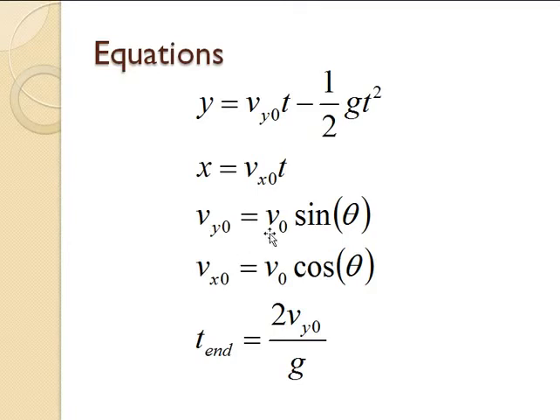The initial y component is the initial velocity v naught times sine of the angle at which you threw it. The initial x component is the initial velocity times the cosine of the angle at which you threw it. And then one thing that's handy to know is if you are throwing it on a level surface, the time it takes to hit the ground is 2 times the initial vertical velocity over the gravitational acceleration. So we can use that to decide how long to do our plot or calculation.